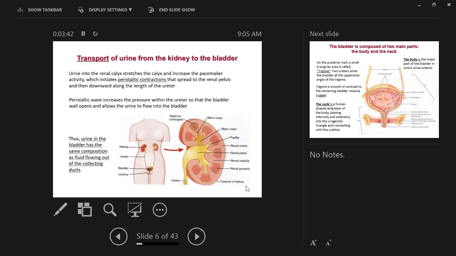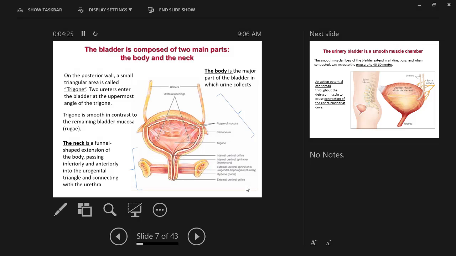Now, transport of the urine from the kidney. As you know, this is the nephron. The nephron makes the urine, and it comes down to the minor calyx, goes to the major calyx, and then collects into the pelvis and goes down to the ureter. Unlike the collecting tubule, the ureter doesn't have any function of reabsorption and secretion, so it's just a tube. Which means that urine in the bladder has the same composition as fluid flowing out of the collecting duct from the nephron. Nothing changes all the way from here to here.